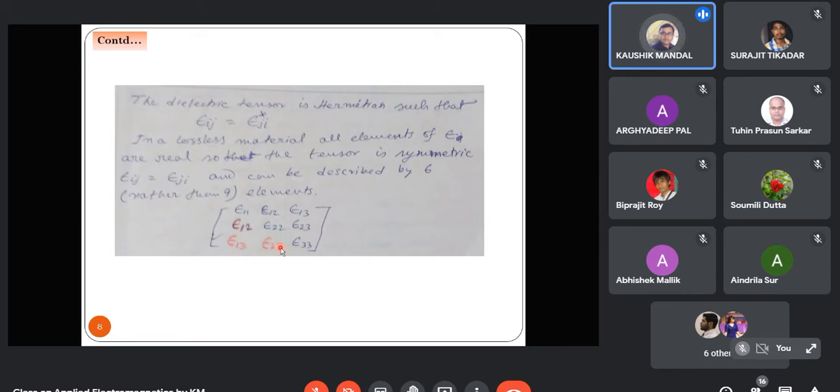Now, as they are Hermitian in nature, they are equal. This epsilon 12 and epsilon 21 are equal. Epsilon 13 and epsilon 31 are equal. Similarly, epsilon 23 and epsilon 32 are equal. So instead of 9 elements, there are in total 9 elements, but due to the Hermitian nature, we can describe the corresponding dielectric permittivity tensor by only 6 elements.